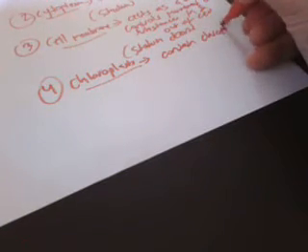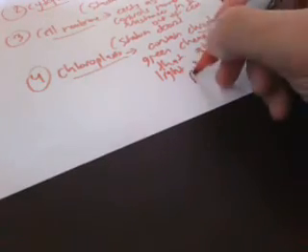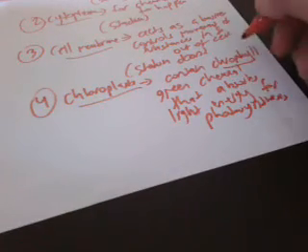Number 4, you've got the chloroplasts. These contain chlorophyll. Chlorophyll, if you remember, is a green chemical that absorbs light energy for photosynthesis. The green chemical, the stuff that makes green leaves green.